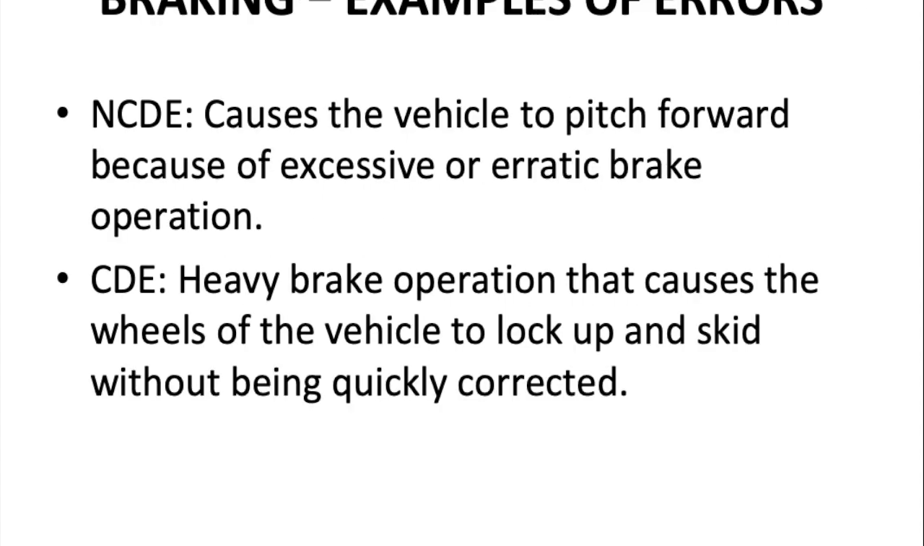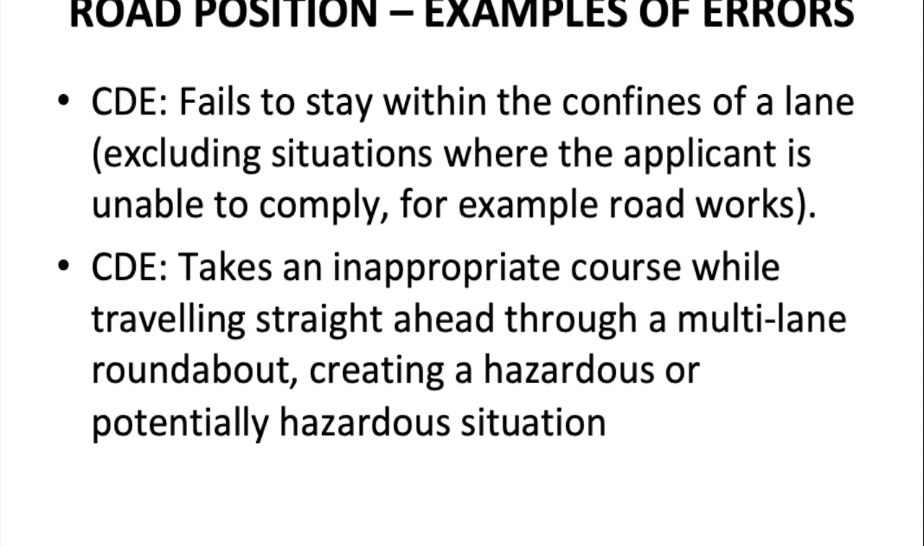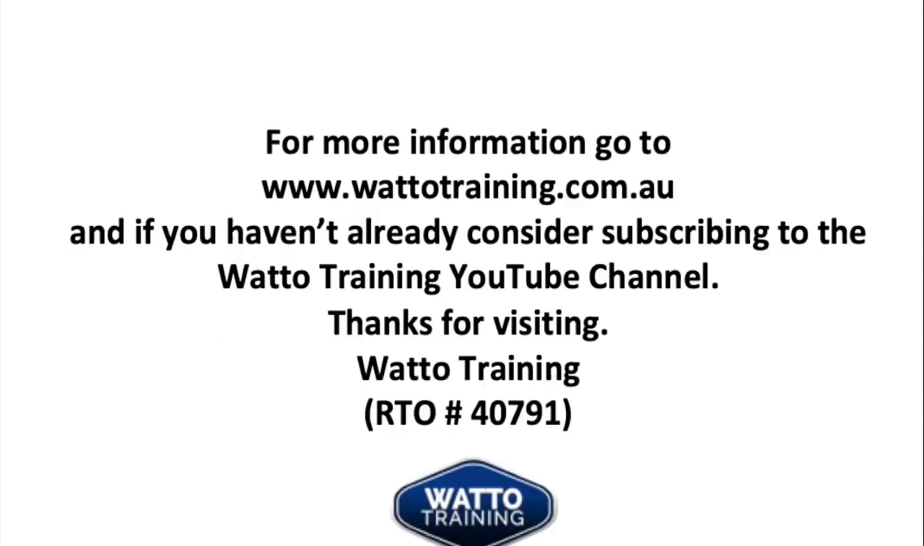Examples of errors: braking. Non-critical driving errors causes the vehicle to pitch forward because of excessive or erratic brake operation. Critical driving error: heavy brake operation that causes the wheels of the vehicle to lock up and skid without being quickly corrected. Road position. Examples of errors: critical driving error, fails to stay within the confines of a lane, excluding situations where the applicant is unable to comply, for example, roadworks. CDE, example number 2, takes an inappropriate course while travelling straight ahead through a multi-lane roundabout, creating a hazardous or potentially hazardous situation.